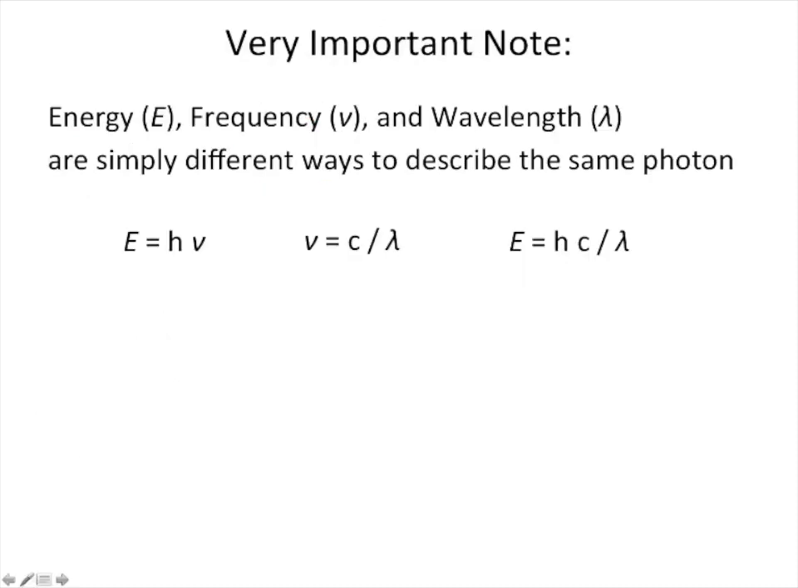Okay, so something very important. Energy, frequency, and wavelength are all simply different ways to describe the same photon, and you can write relationships between them, which are shown on the slide here. This font doesn't do a good job of rendering the nu, but hey, it's nu, not a V. Anyways, there's different ways to describe the same photon. You can interconvert from one to the other depending on what you are trying to do.